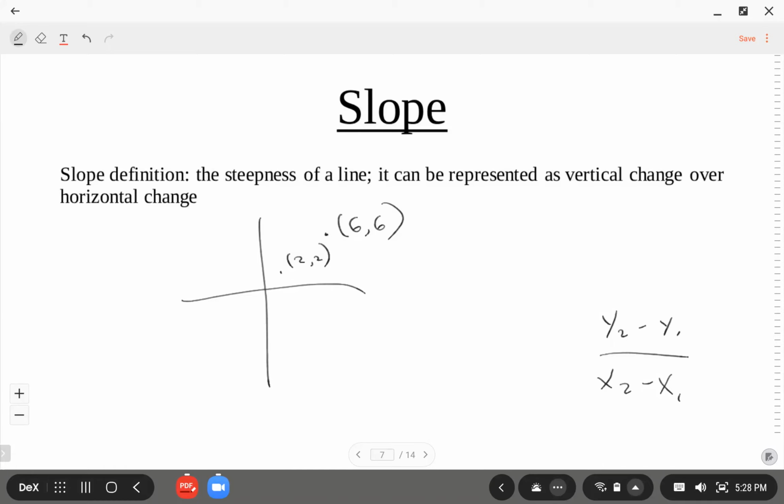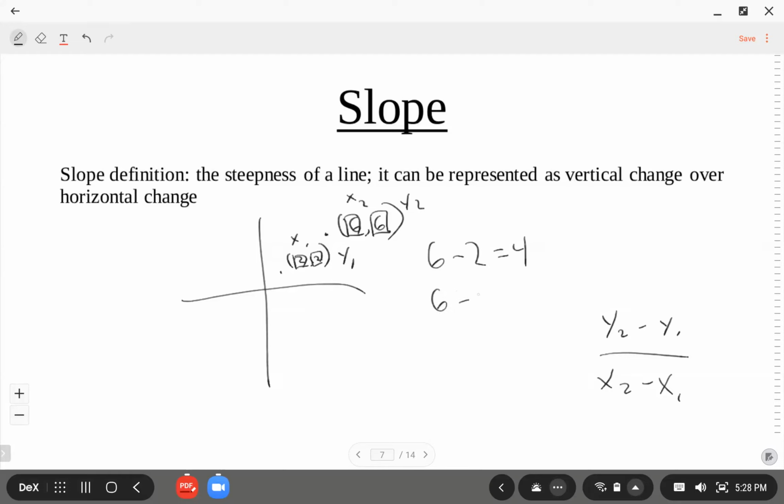So let me walk you through it now. So we just have to do y2 minus y1. So we have 2 y coordinates. And then we just have to subtract these two. So this will be y2, this will be y1. Okay. 6 minus 2 equals 4. Okay. And then we have 2 x coordinates. This would be x2, this would be x1. Okay. And then we just subtract it.